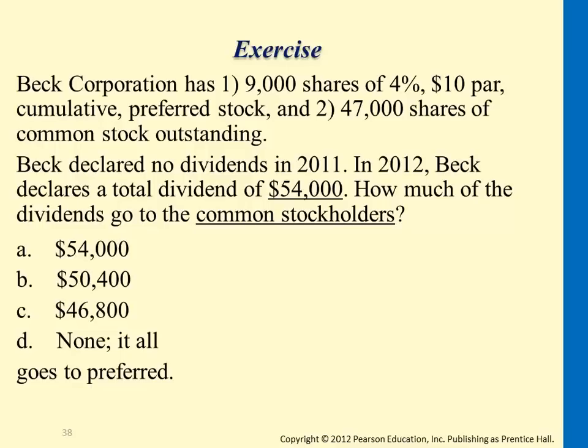So this is the total amount of dividends that they're giving out to shareholders. So this $54,000, how much of the dividends goes to common shareholders? If I ask you another question, how much of it goes to preferred shareholders? Okay, this one is on common shares, but try to also calculate preferred shares at the same time.